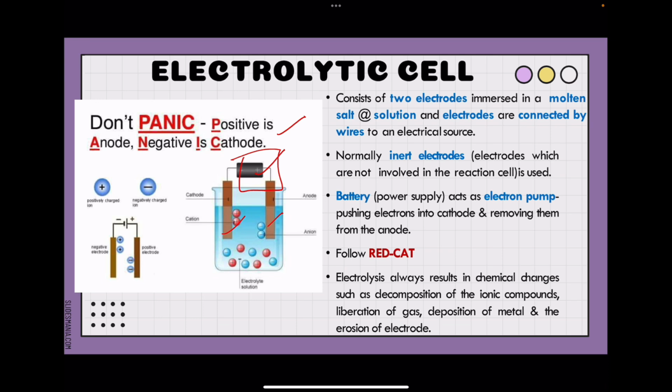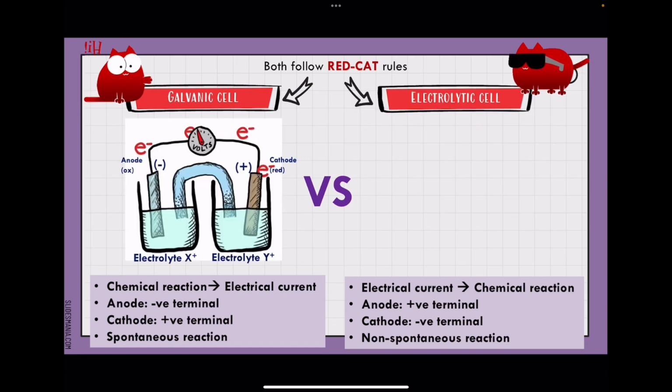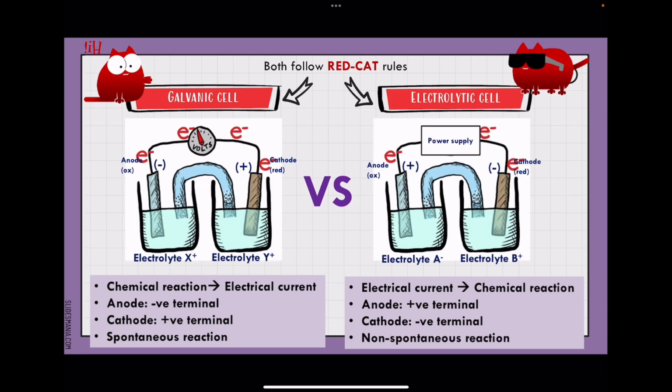Electrolysis always leads to chemical changes such as decomposition of an ionic compound, release of gases, deposition of metals, or even erosion of electrodes. Once again, let's look into the differences between the galvanic cell and the electrolytic cell.